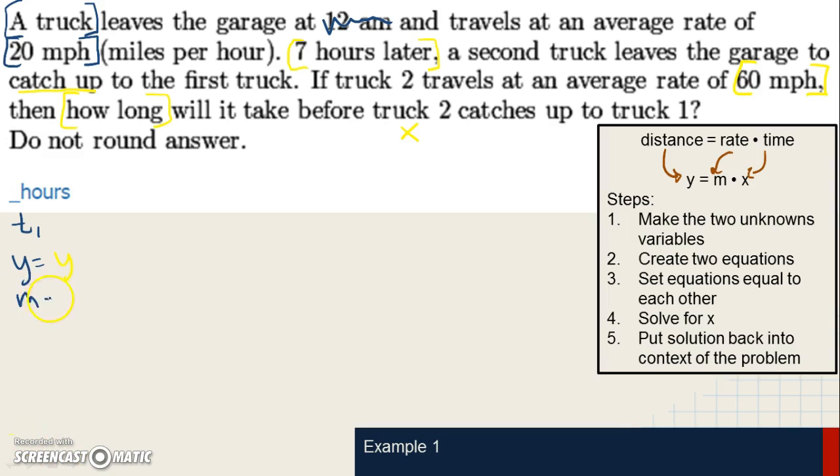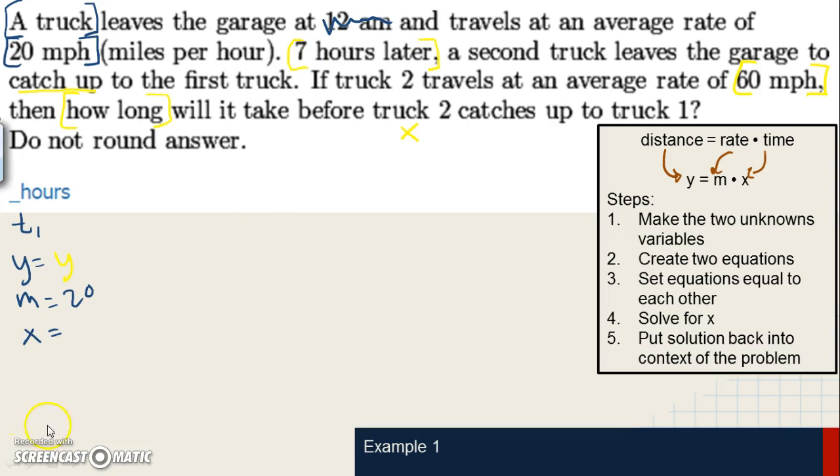So what is our slope going to be? When our slope is our rate, and that was actually given to us. It said that the speed of truck 1 is 20, so we can make our slope 20. And then our time for truck 1. Well, we're trying to figure out the time for truck 2, and we weren't given really information other than this 7 hours later for truck 1. So I'm going to actually come back to this and you'll see why in a second.